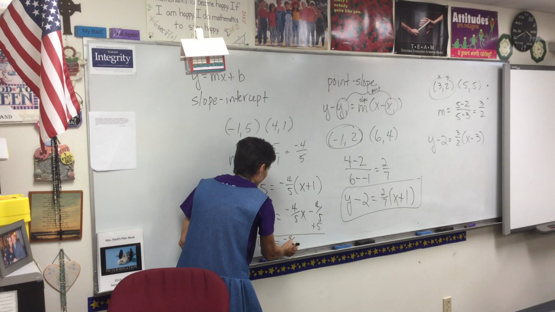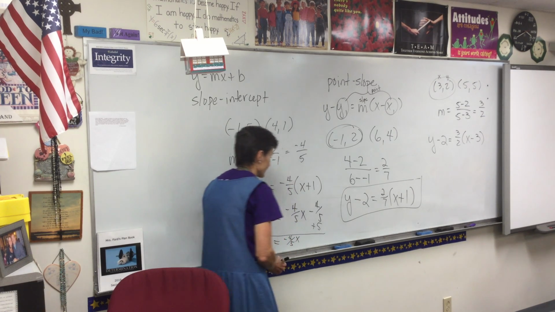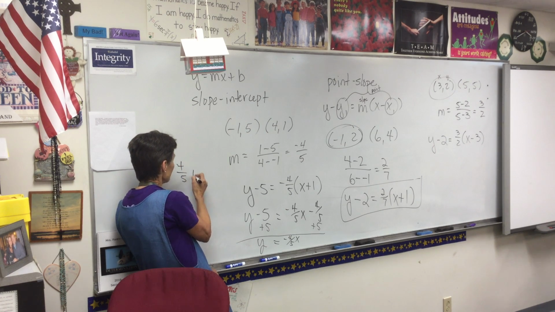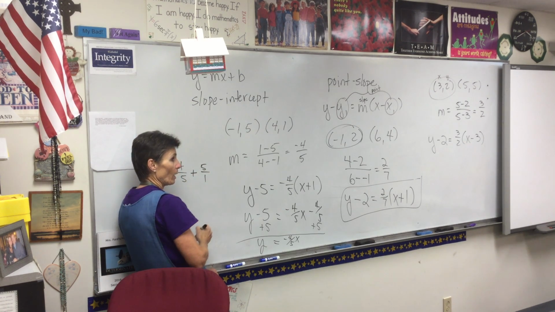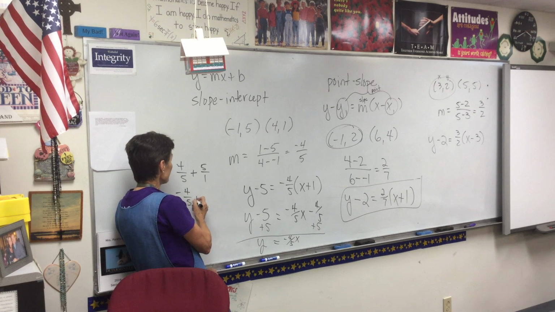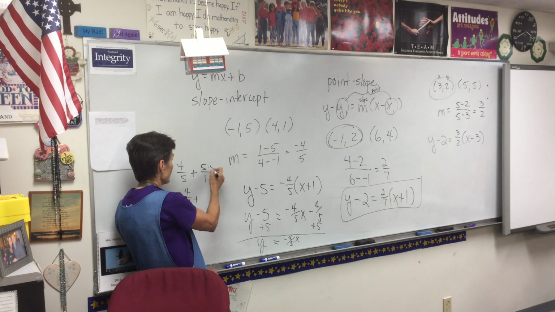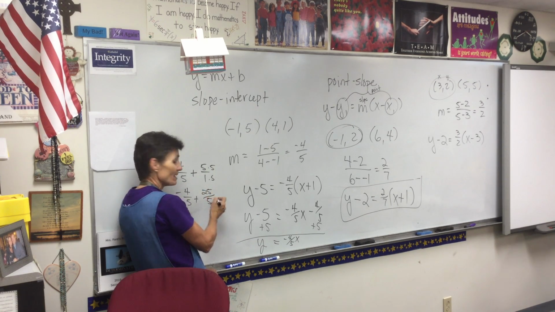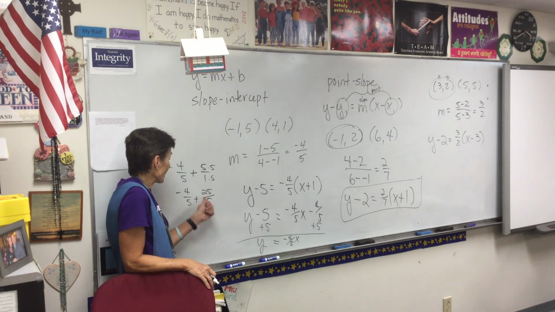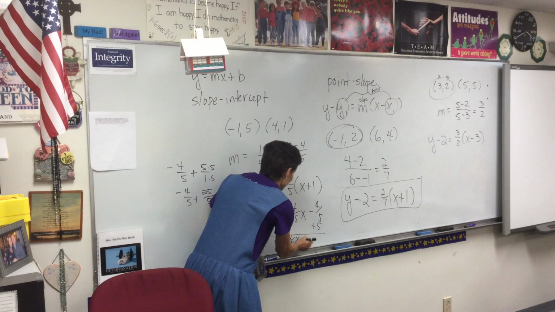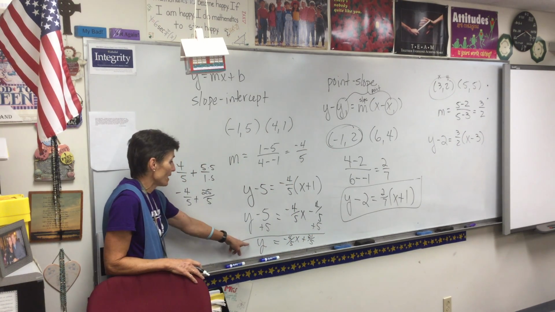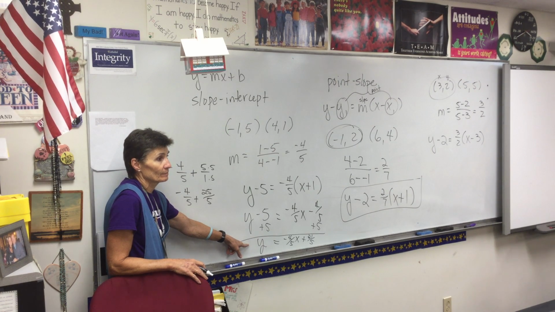So y equals -4/5 x. Now I have -4/5 plus 5 over 1. So -4/5 plus 25/5. So that'll be 21/5. And there is our final answer.